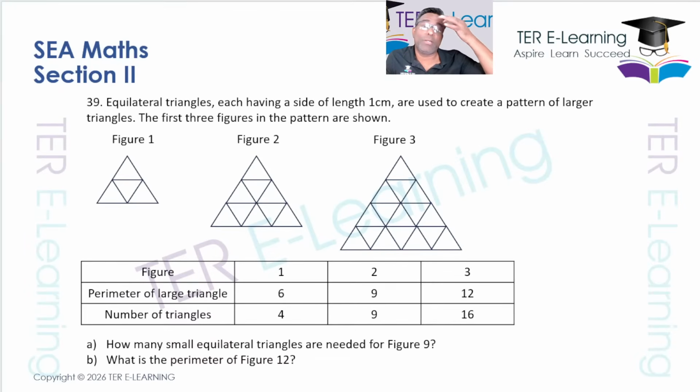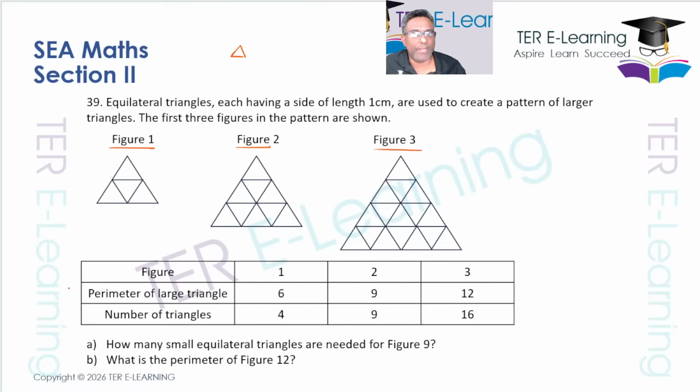All right, so sometimes you may be given patterns in the exam and you have to figure out what's going on in the pattern, right? So we have equilateral triangles, each having a side of 1 cm. We're using it to create a pattern of larger triangles. The first 3 figures in the pattern are shown: figure 1, figure 2, and figure 3.